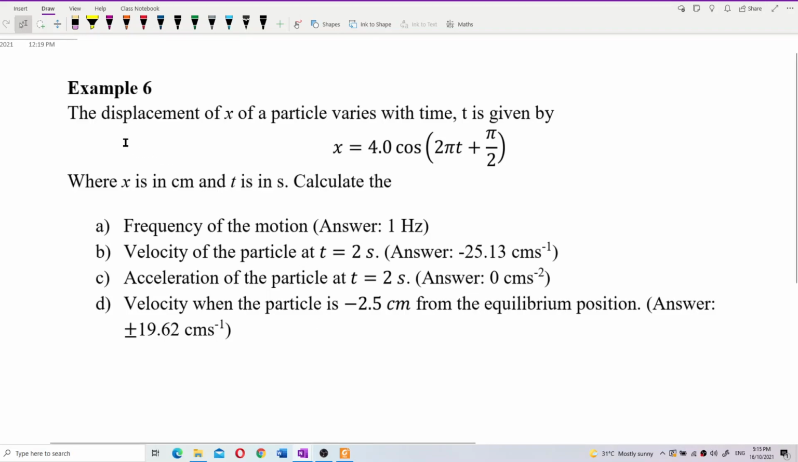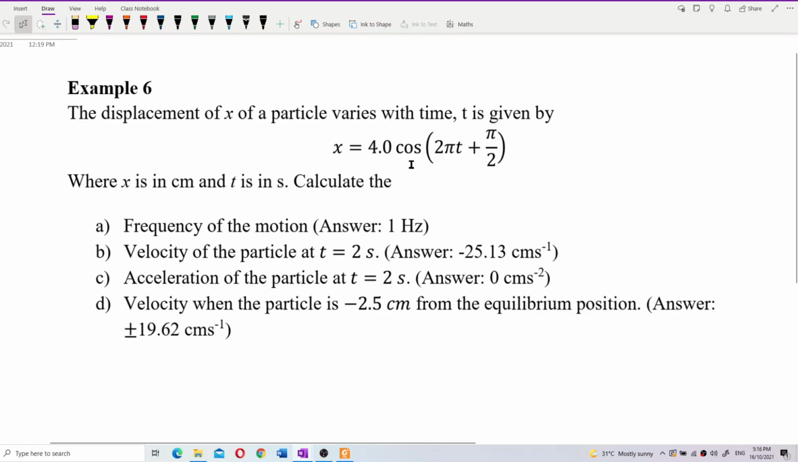Okay, the displacement x of a particle varies with time t and is given by x equals 4 cosine (2 pi t plus pi over 2), where x is in centimeter and time is in second. Calculate the frequency and the rest.